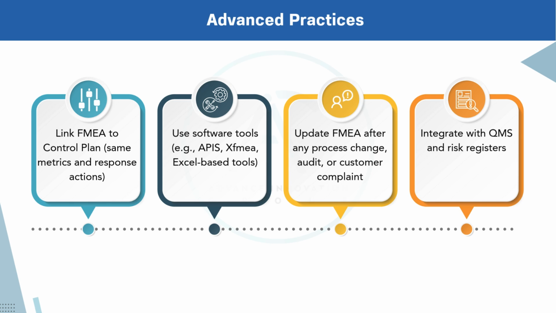Use software tools, e.g., APIS, XFMEA, Excel-based tools. While Excel is still commonly used, dedicated FMEA tools like APIS IQ-RM or XFMEA can streamline the process. These tools help automate scoring and prioritization, maintain traceability, enable version control and change tracking. They're especially useful in regulated industries or complex projects where risk needs to be documented and maintained in real time.